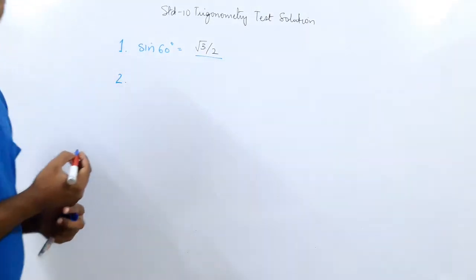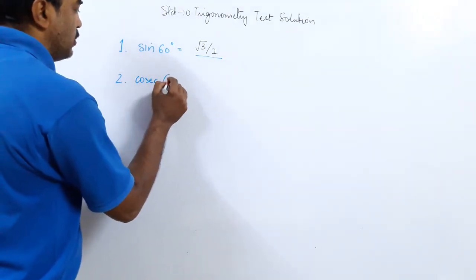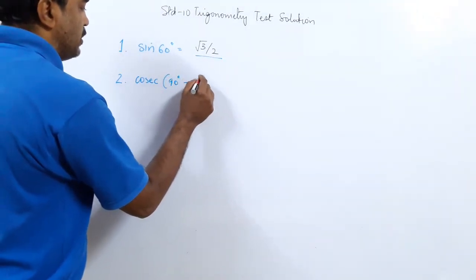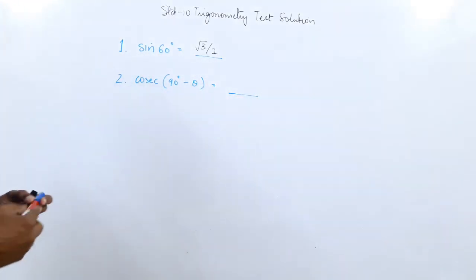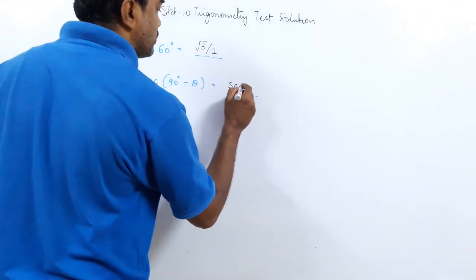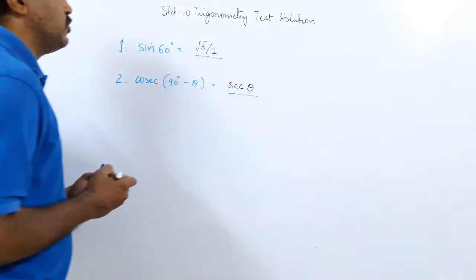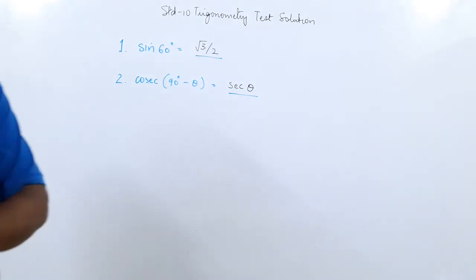The second question was cosec of 90 degree minus theta. This is the relation of complementary angles. So cosec and sec are complementary, so the answer is sec theta. I hope you know this, because this question is mostly theoretical.